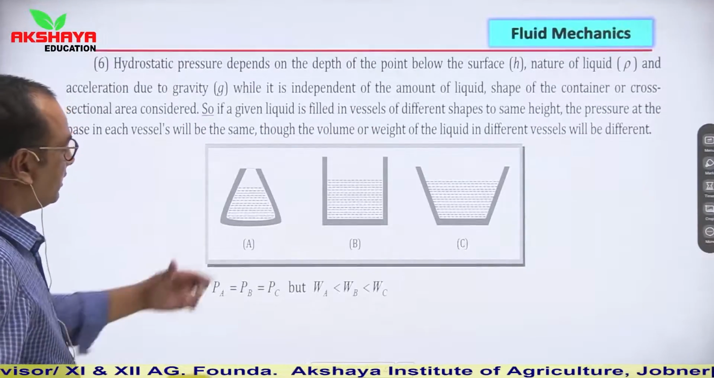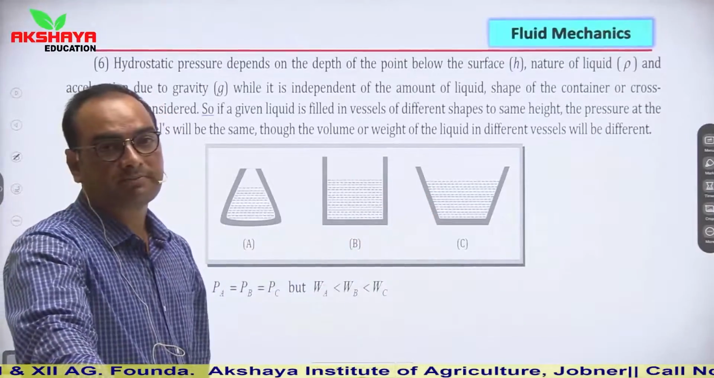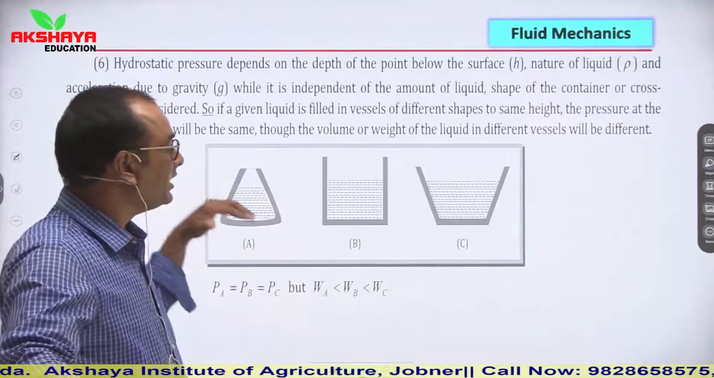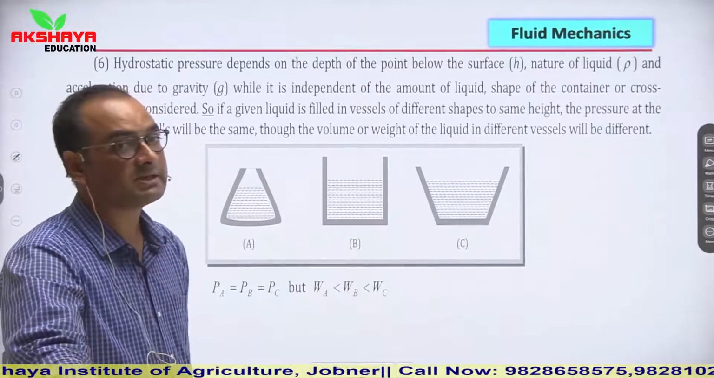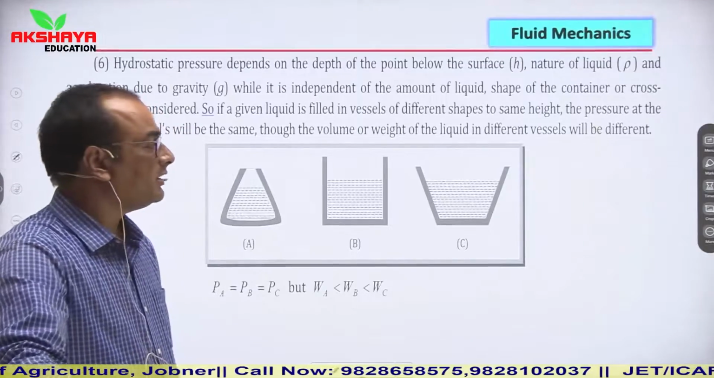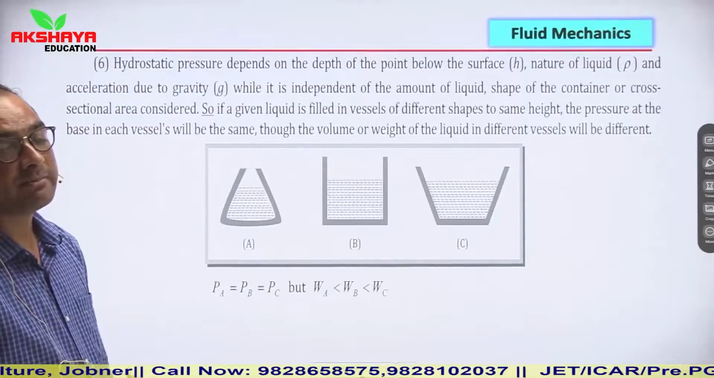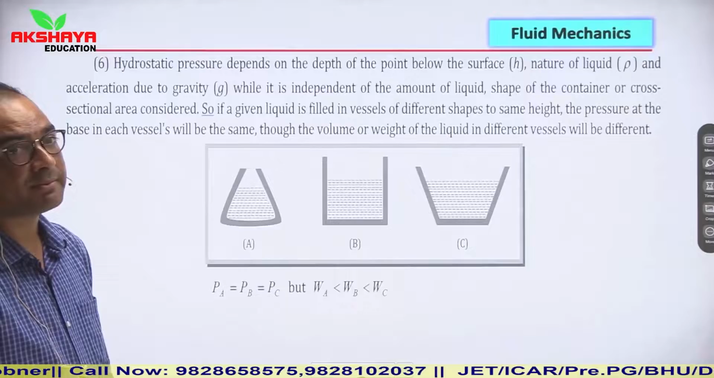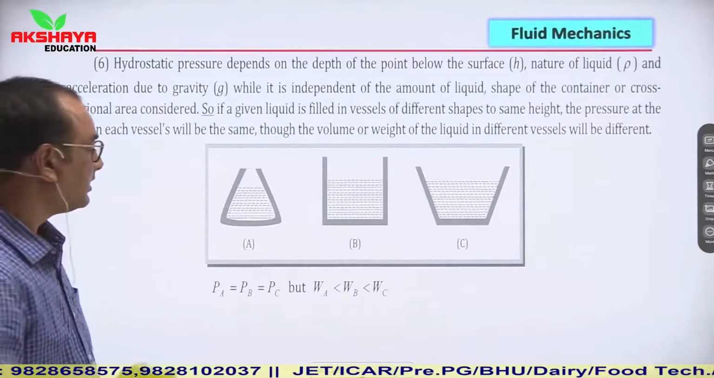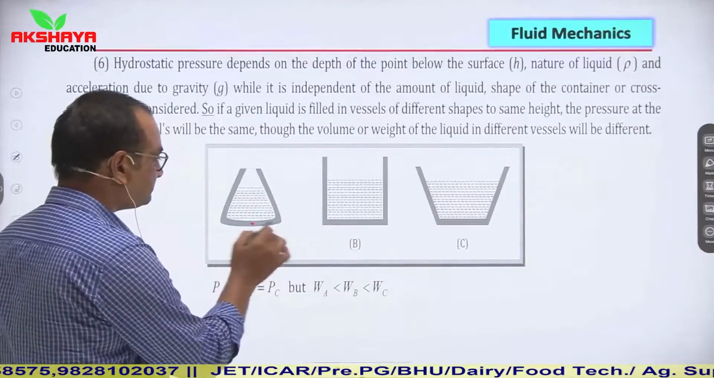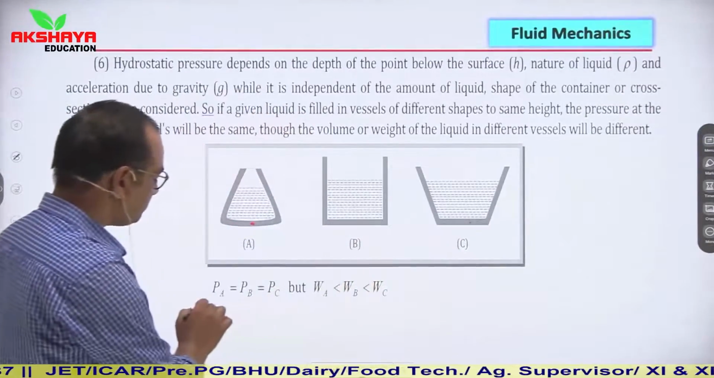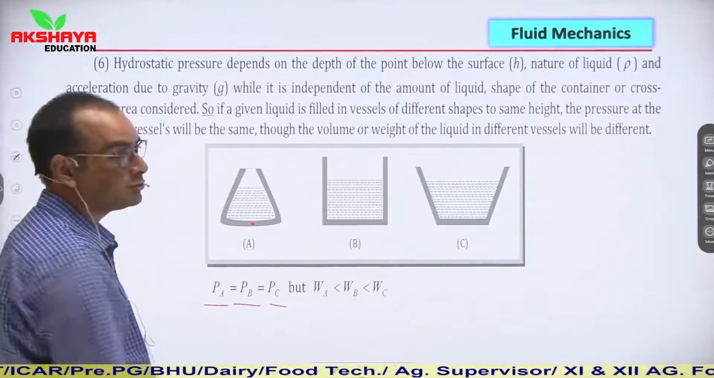Then we are given these three different vessels, and one thing is clear from these three diagrams, that the liquid level in all these three vessels is equal. So simply keep in mind that if liquid is filled up to the same level in different size and shape containers, then pressure is the same at all points. If we calculate pressure at the bottom for all these three vessels, then the pressure is similar. It means PA is equal to PB is equal to PC.